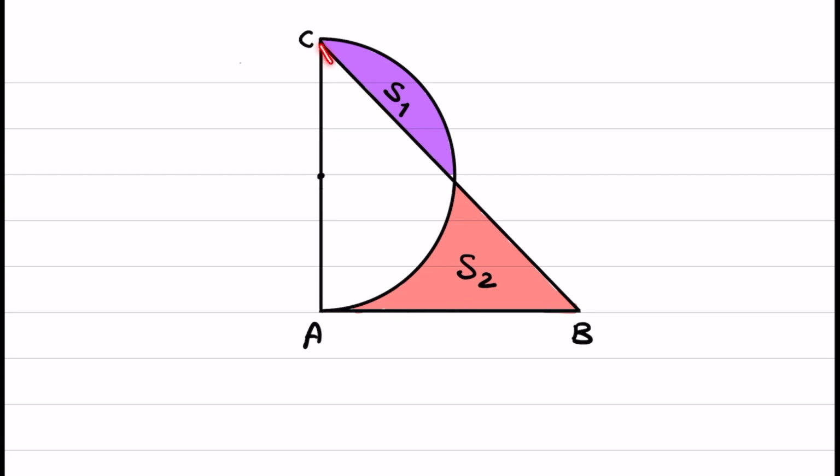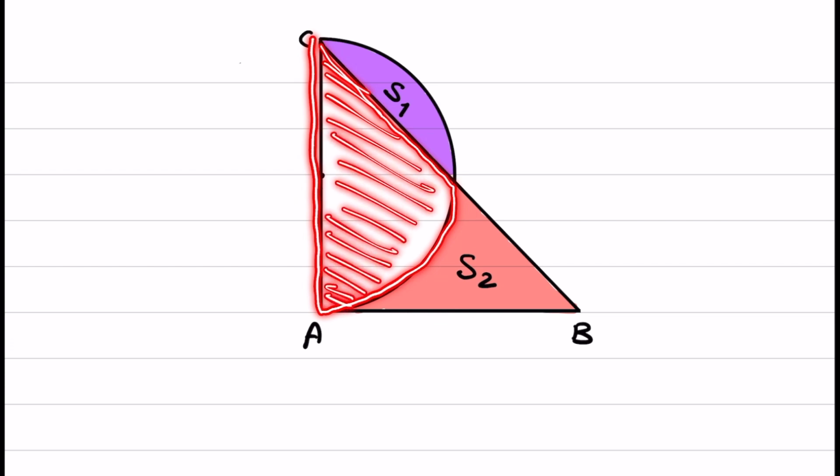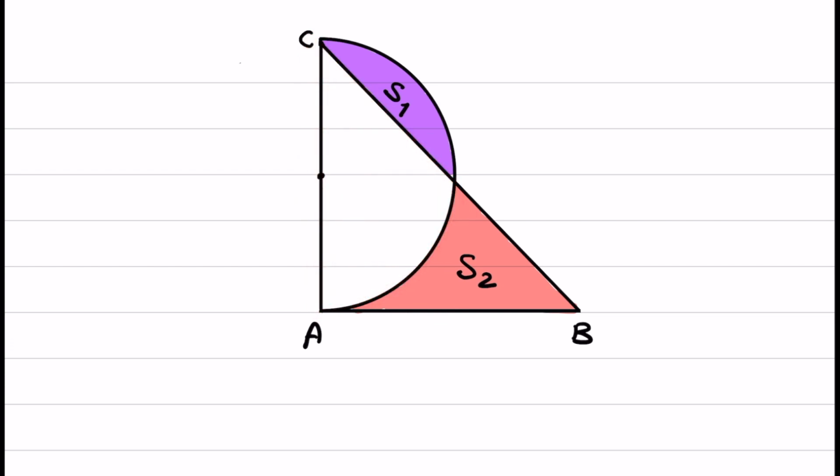To solve this problem, I assume that the area of this region that I show here, which is the area of the half circle except S1, is denoted as S3. If we take a look at the shapes, we know that S1 is equal to the area of the half circle, which I denote as SH, minus S3. We know from the problem that S1 is equal to S2, so I will use it later.